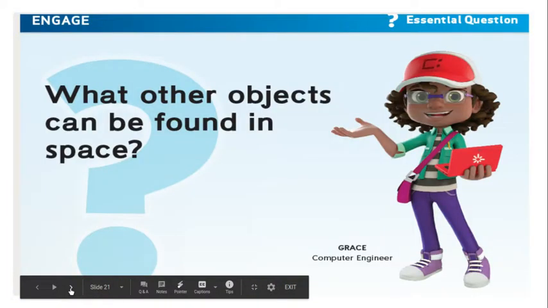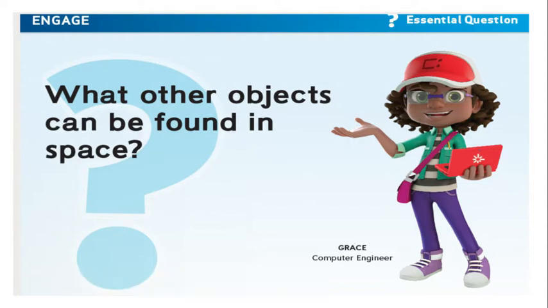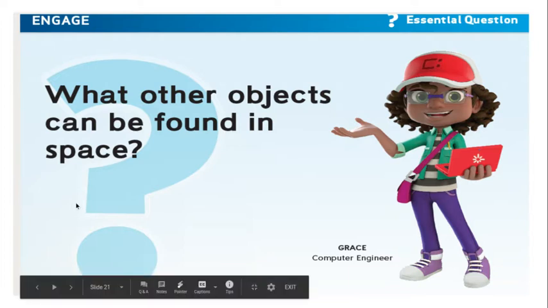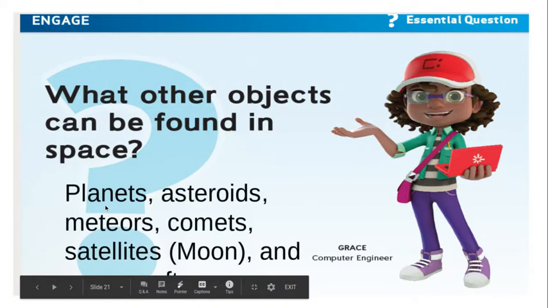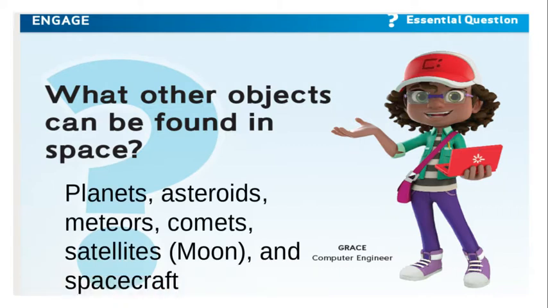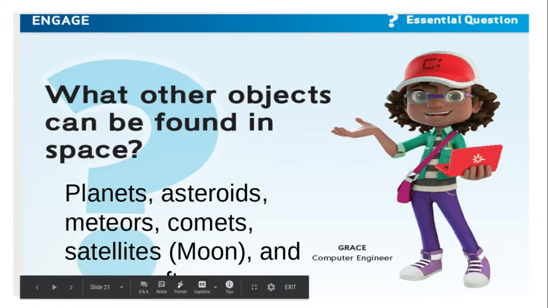That wraps up everything we need to learn about objects in space. So what other objects can be found in space? Here are all the objects we've been learning about the past couple weeks: planets, asteroids, meteors, comets, satellites, the moon, which is a natural satellite, and spacecraft. And everything orbits the sun, boys and girls.